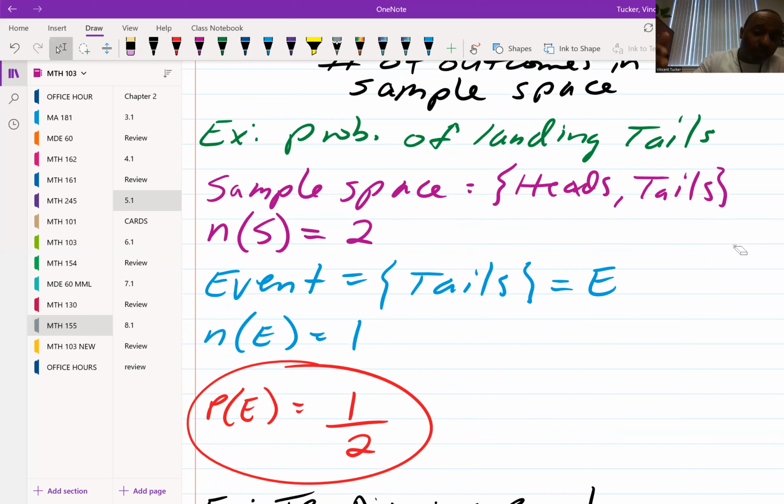But that's the thought process behind calculating your probability, and that's the foundation of what you're going to be moving forward with, trying to calculate your probability. You need to know the number of outcomes in your sample space and the number of outcomes in your event, basically event over sample space, and that'll be your probability.